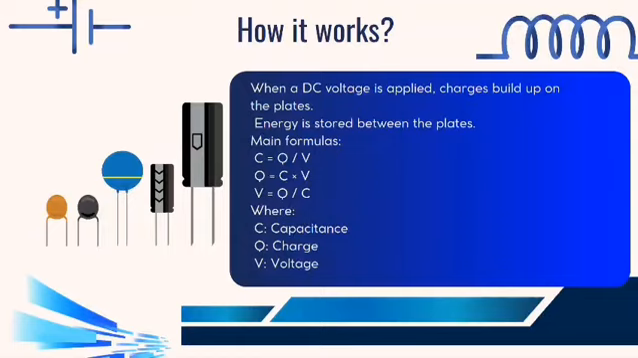We can also describe the capacitor using some basic relationships. The main formula is C equals Q over V. From this, we can also rearrange it to find charge as Q equals C times V, or voltage as V equals Q over C. These equations help us understand how charge, voltage, and capacitance are related to each other in a capacitor.